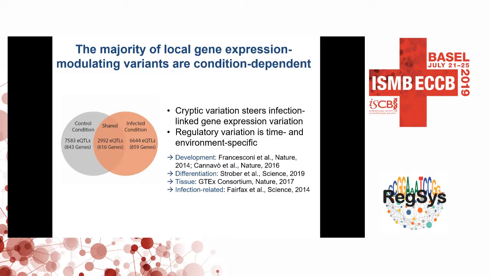And so regulatory variation is truly time and environment specific, as has been nicely shown by other labs during development, during differentiation, also depending on the tissue, and also infection related. So this was not a surprise, but it was still very nice to see that there are so many variants that only appear when you infect flies, and these variants, in that particular context, change the expression of many genes.